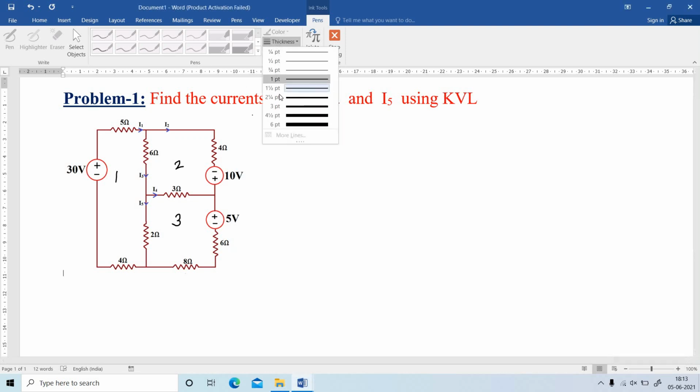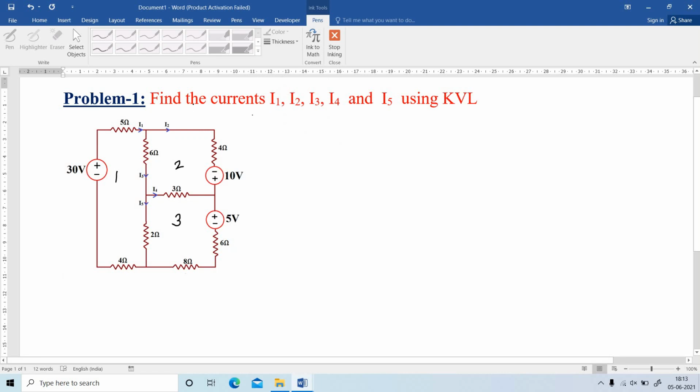In this video, I am going to explain how to find the currents I1, I2, I3, I4 and I5 using Kirchhoff's voltage law. This circuit diagram consists of 3 loops: 1, 2 and 3. What is step number 1? Step number 1 is to redraw the same circuit again and mark or label the nodes.